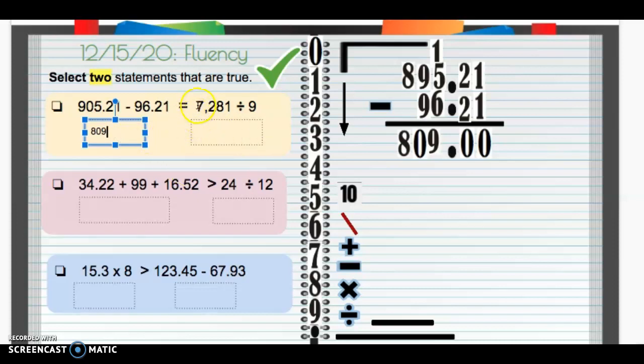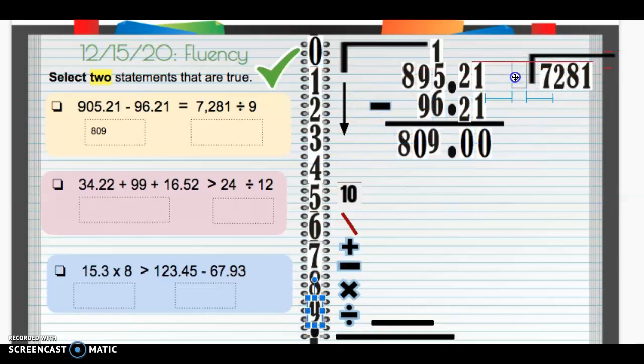So I got to see what 7,281 divided by 9 is. So draw my division. 7,281 is my dividend, so that goes on the inside. 7, 2, 8, and then a 1 on the inside. And then I put the 9 as my divisor on the outside. I put my multiplication sign.